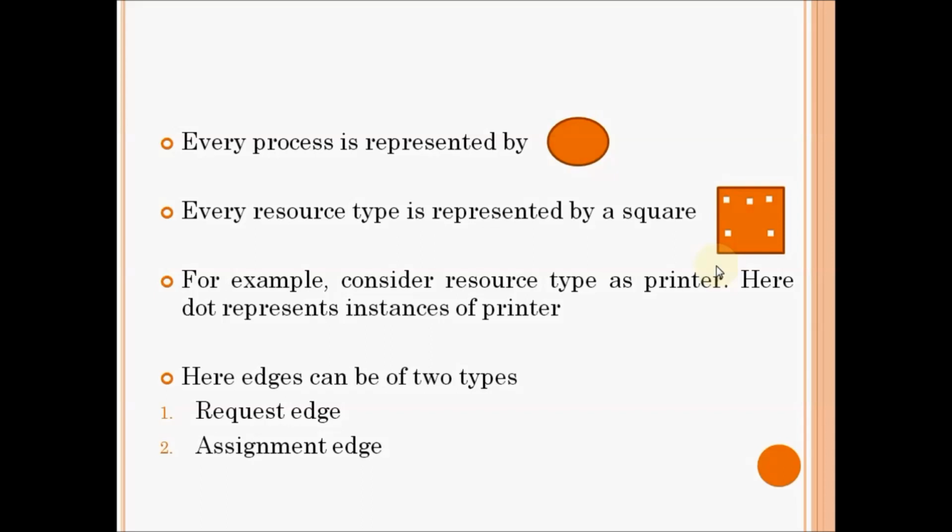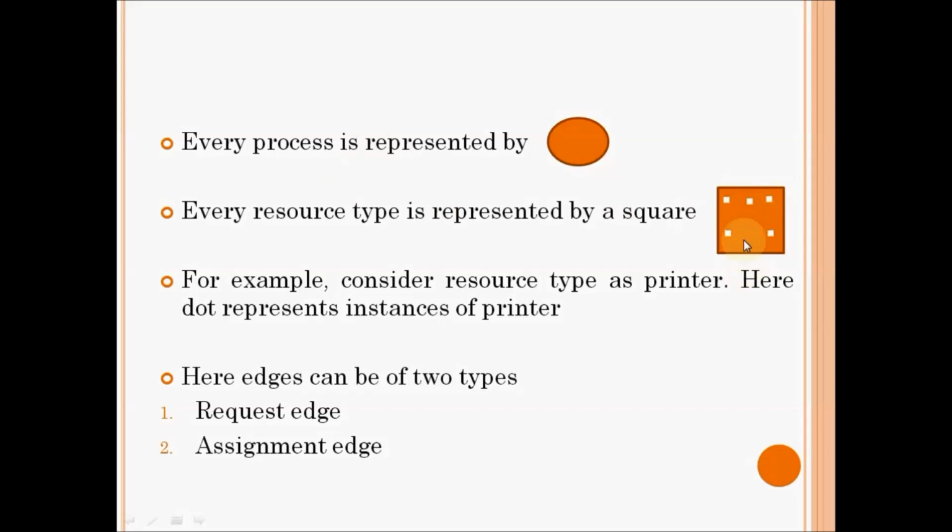Now, what are the dots inside the square? For example, consider a resource type as a printer. Here, a dot represents an instance of a printer. That means here my resource is printer. These 5 dots represent instances of a printer. That means 5 printers are there. Instances means numbers. Here 5 dots means 5 printers are there of the particular resource type printer.